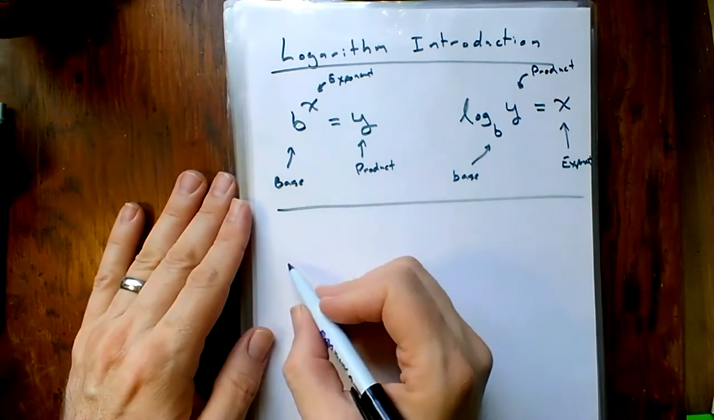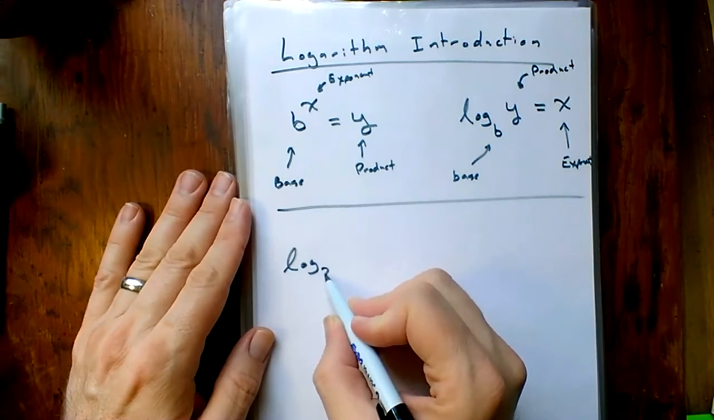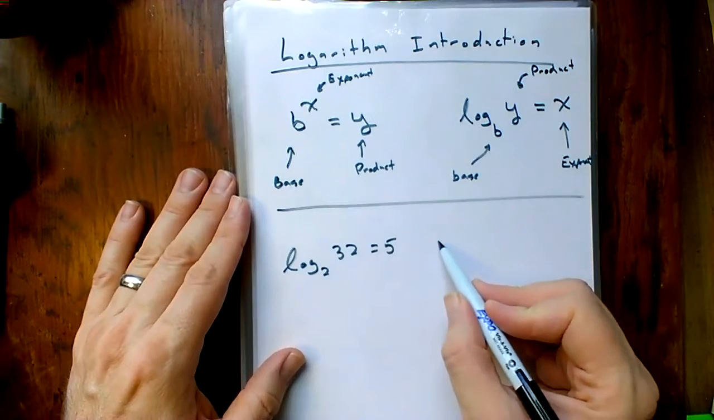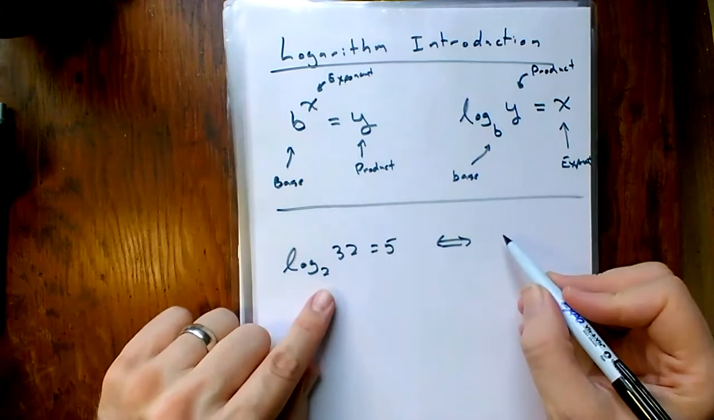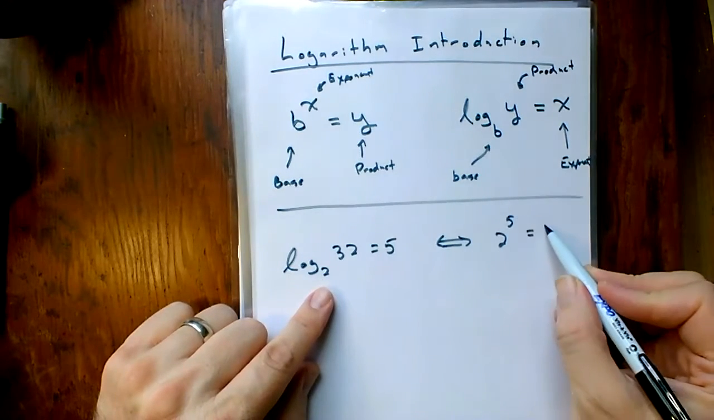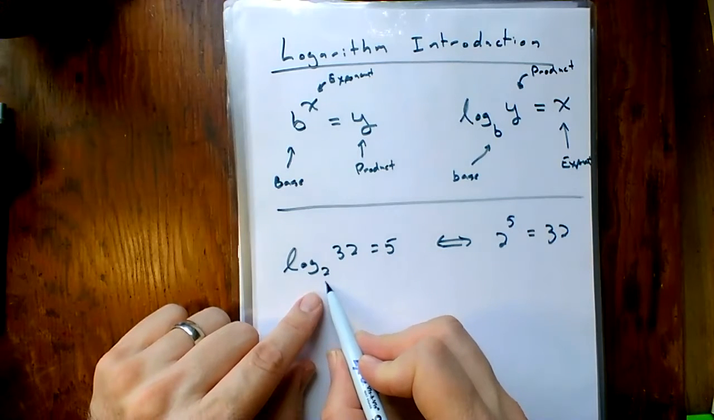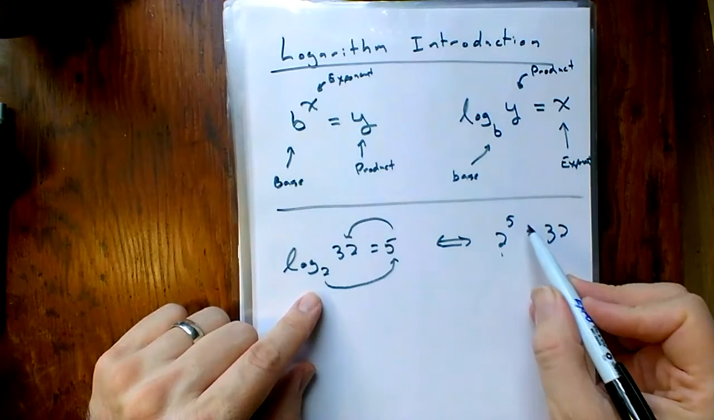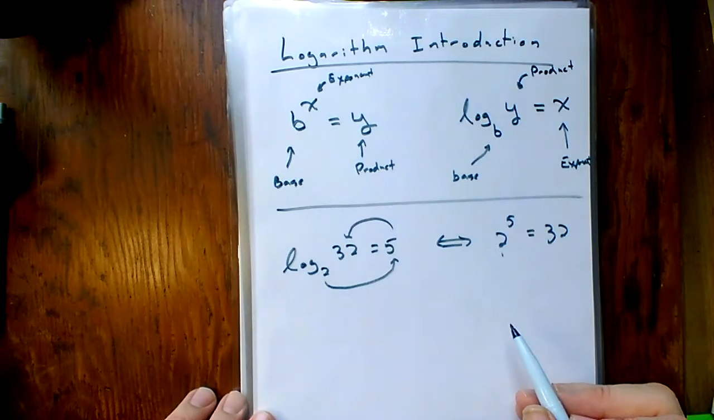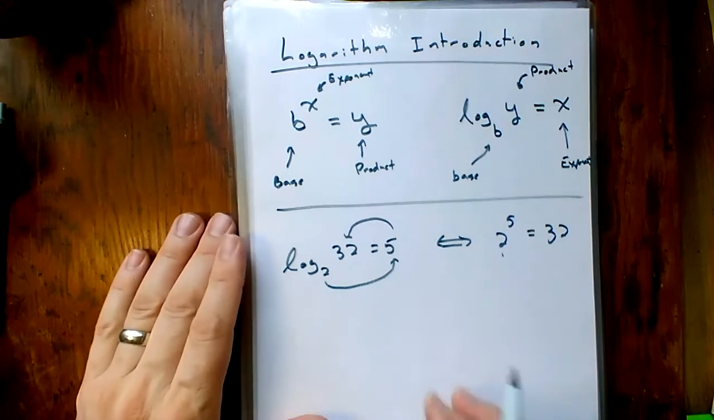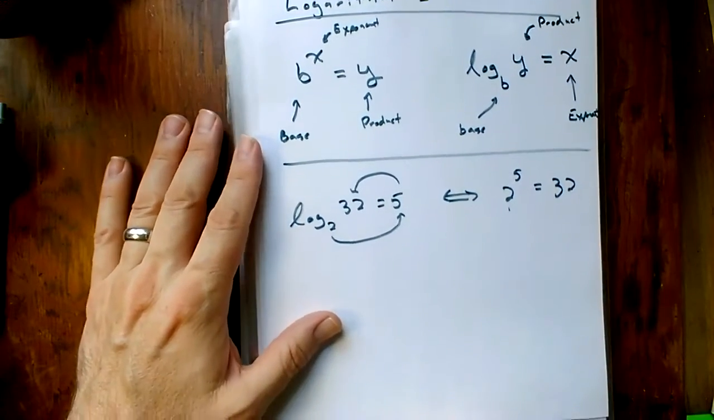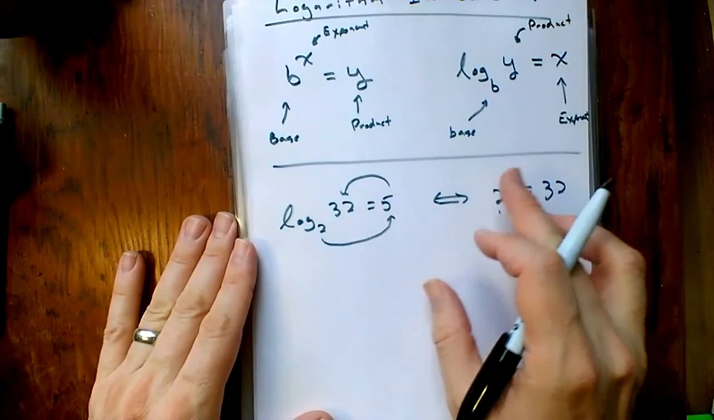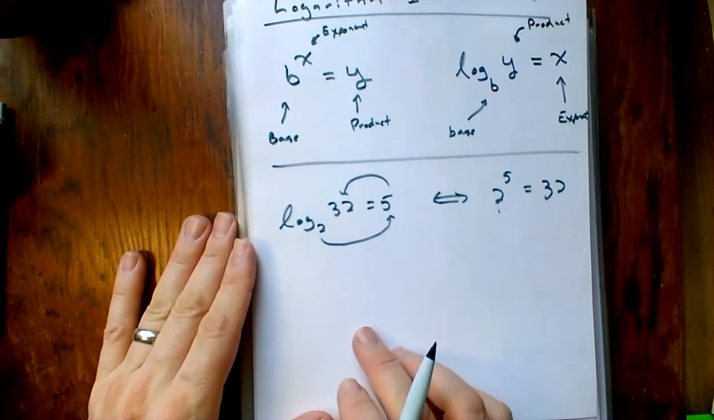So for example, if I were to say log base 2 of 32 is 5, this is equivalent to saying 2 to the fifth is equal to 32. Base to a power equals a product. So some of the first things that we're going to end up doing is going back and forth between exponential and logarithmic notation.